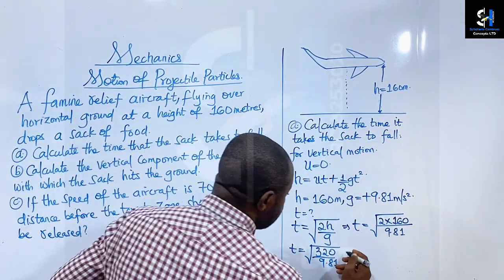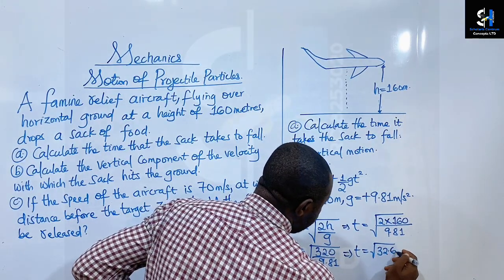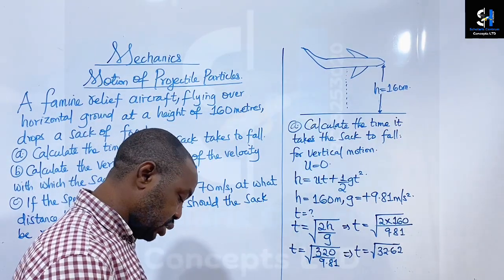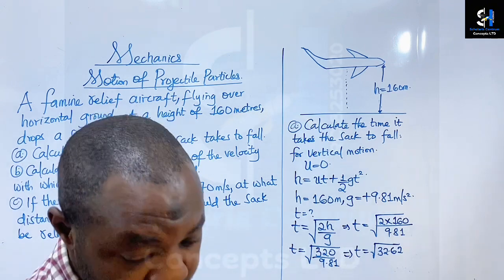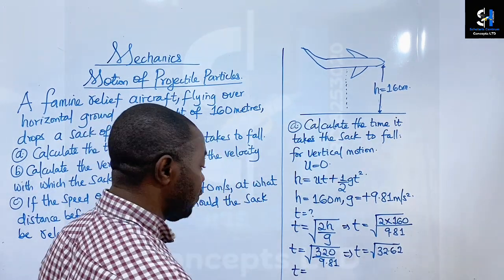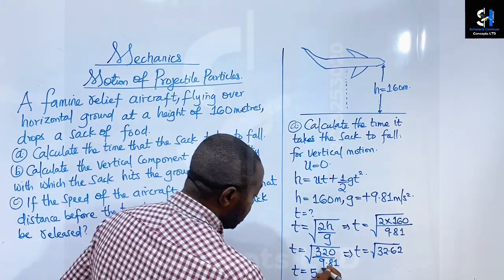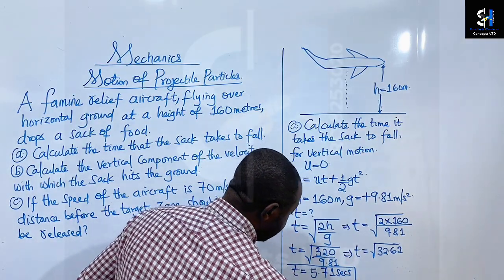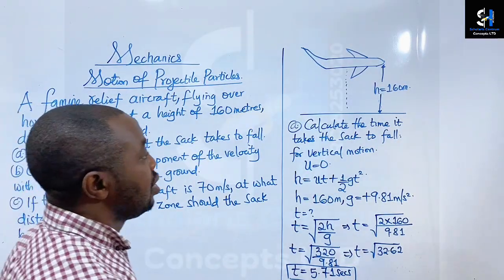So t will be equal to the square root of 32.62. Now let's get the value of the square root of 32.62. The square root of 32.62 is 5.71. So the time it takes the sack to fall will be 5.71 seconds. So this is the time it takes the sack to fall, and that's the answer to the first question there.